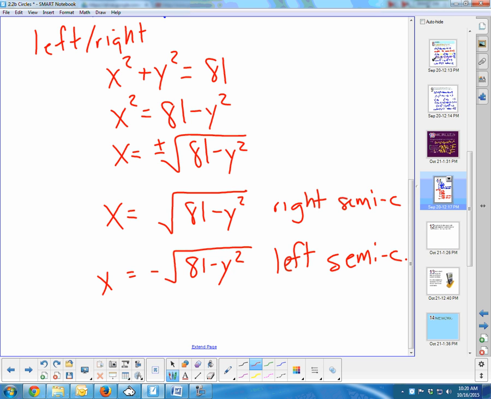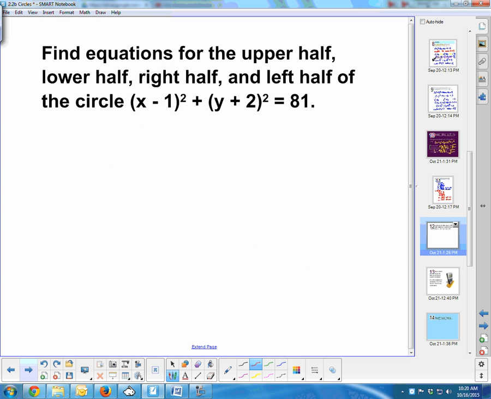And so now we've got our left half and our right half. Okay. And that's generally the procedure. But that problem was a little bit contrived and a little bit easy. But what if we had something that looks more like the standard equation, where our center is not at the origin? We've got this x minus 1 squared. We've got a y plus 2 squared. We've got our 81. How are we going to handle that?